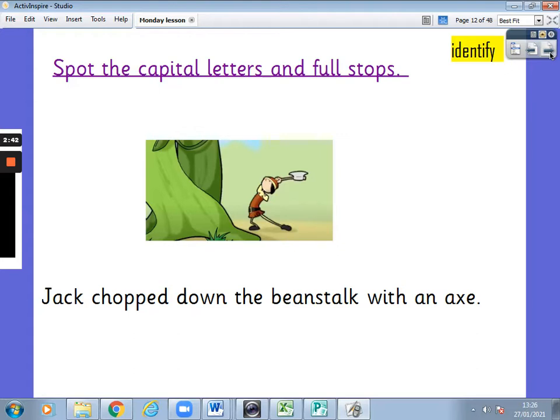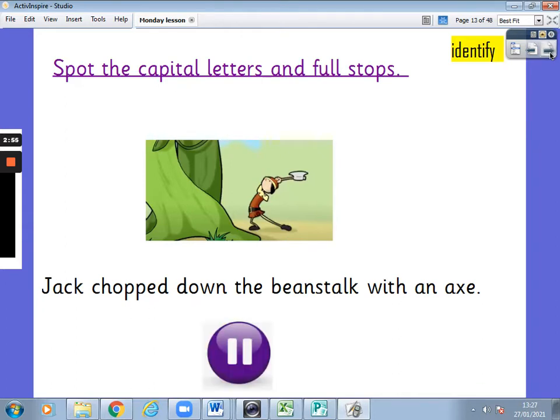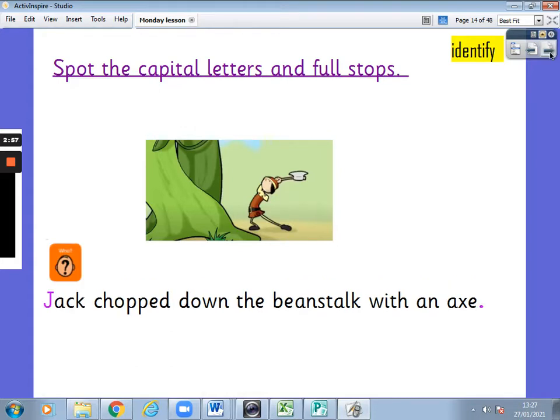I'm going to read the sentence for you, then you can pause the video and write down which word has got capital letters and where is the full stop. Jack chopped down the beanstalk with an axe. That's right. Capital J for Jack, it's a name, is a who character, and is at the beginning of a sentence. And full stop after axe is the end of our sentence.